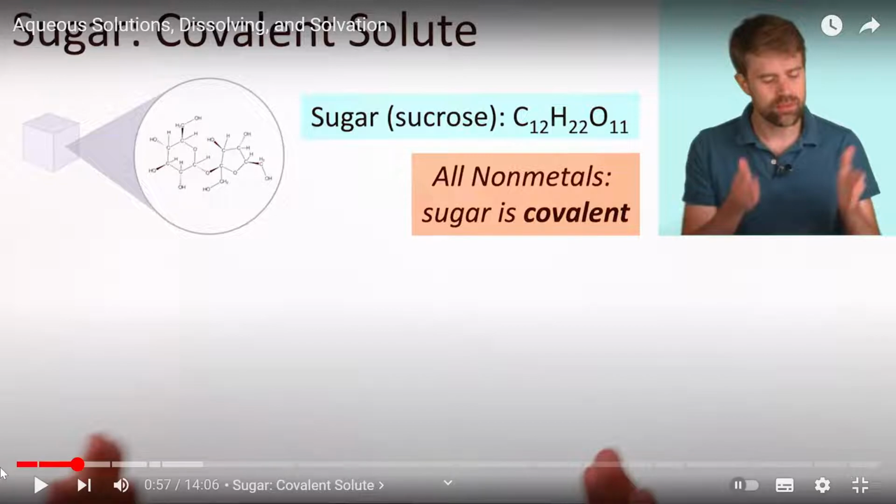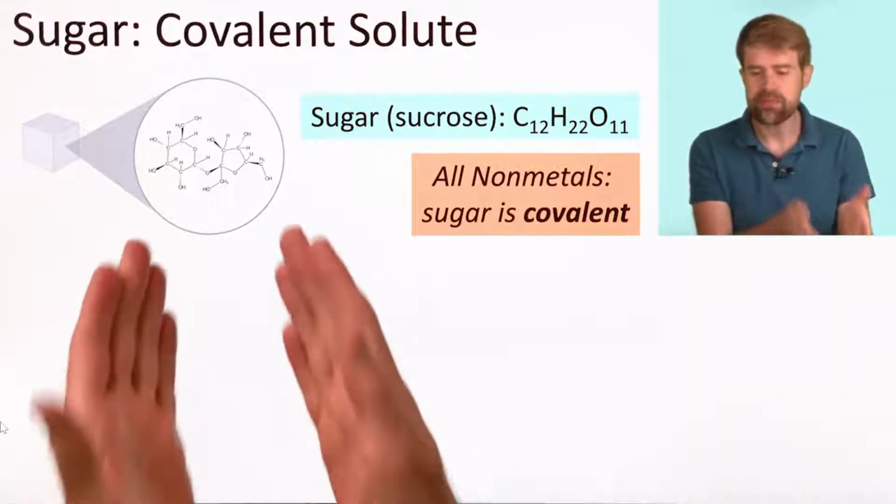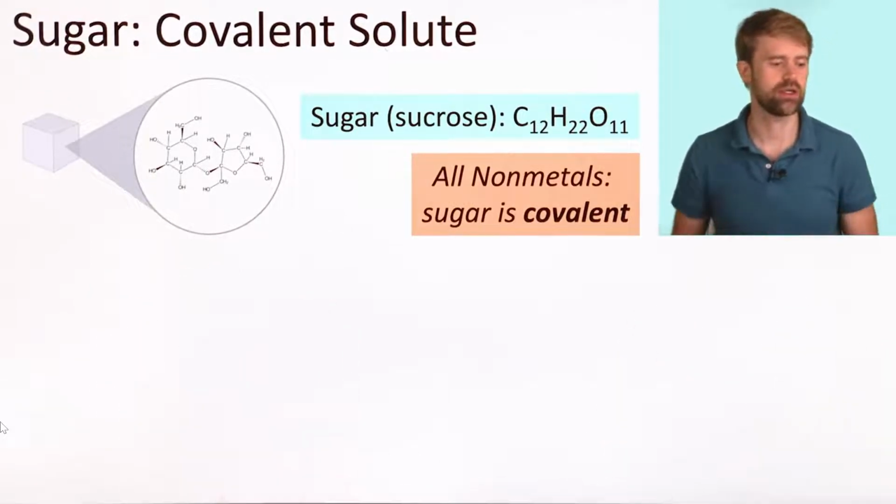And all of the atoms are what type of element? Nonmetals. So they are all nonmetals. Sugar is covalent.